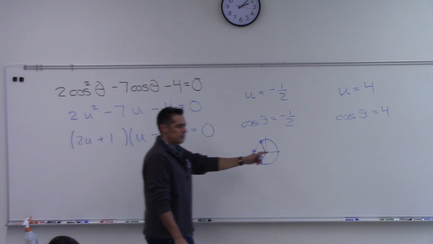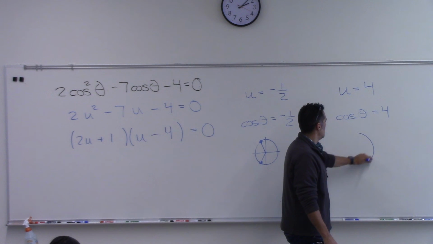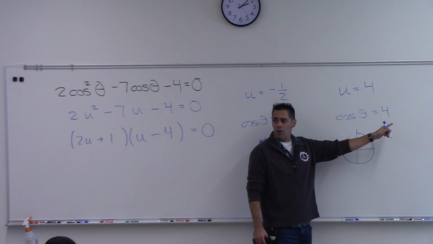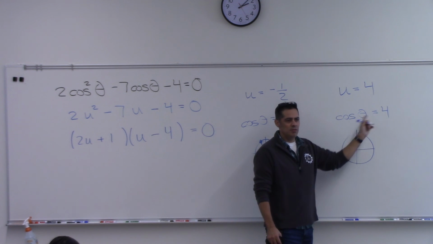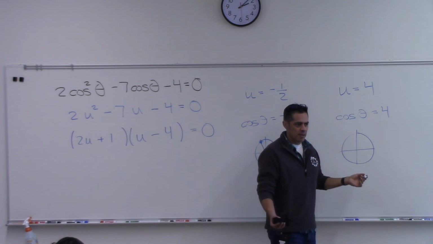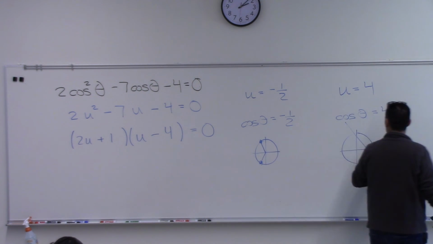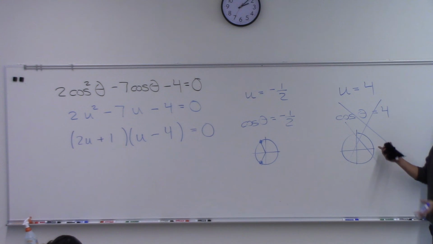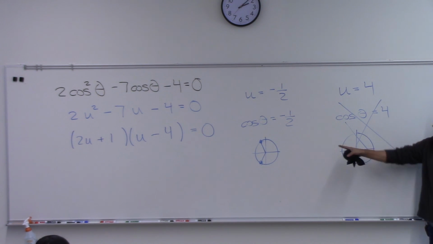What about this one? Where on the unit circle is the x-coordinate 4? Undefined. There's no solution here, right? You're on the unit circle. Your x-coordinate's never going to be 4. That's okay. We just don't have an answer for this. We do have an answer here, though.